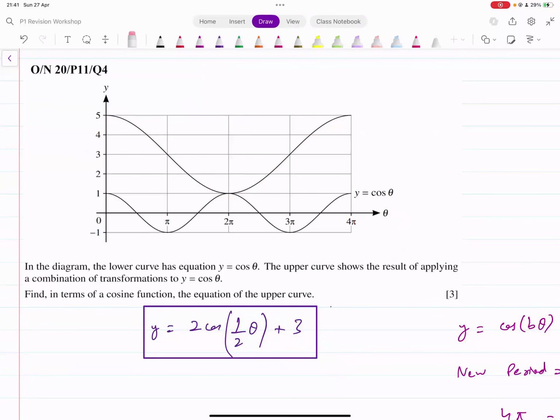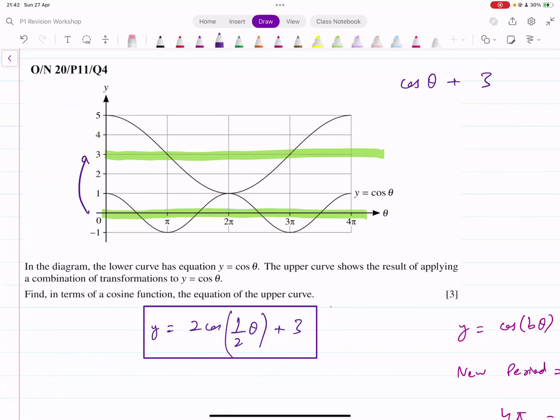Now, what's the baseline of the original graph? It's the x-axis. What's the baseline of this graph? How do you identify that? The maximum point that you have here is 5. The minimum point on this graph is 1. Where is the baseline going to be? The baseline is going to be in the middle, that's at the point 3. So that means the baseline is going up by 3 units. What does that mean? It's a vertical translation by 3 units up. So you would say that becomes cos of theta plus 3. That's one thing that's definitely happening. So the baseline is moving.